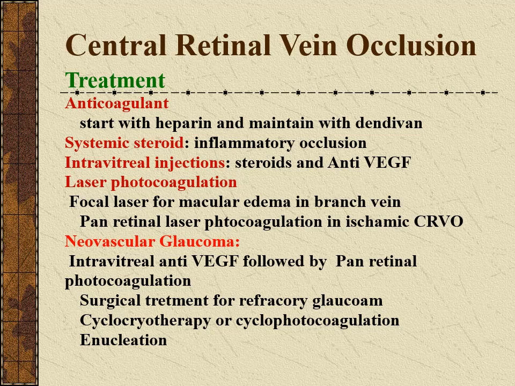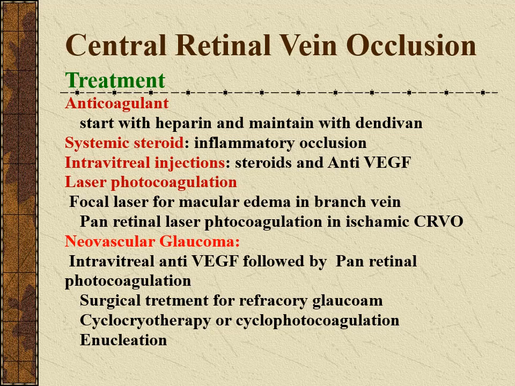Laser photocoagulation can have a role in treatment of retinal vein occlusion. In central retinal vein occlusion, focal laser can be used for management of macular edema in cases of branch vein occlusion. However, the main role is for pan-retinal laser photocoagulation to destroy the periphery of the retina in the ischemic type, when there is neovascular glaucoma or when there is neovascularization in the retina or in the iris, to prevent complications of neovascularization of the retina or the iris.